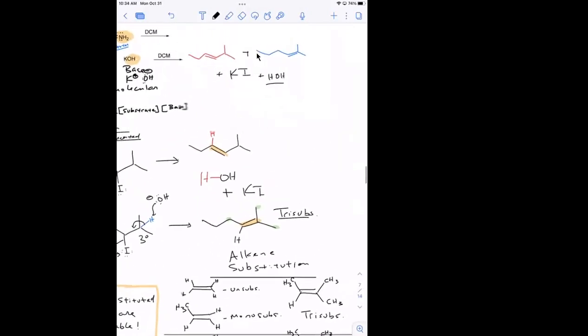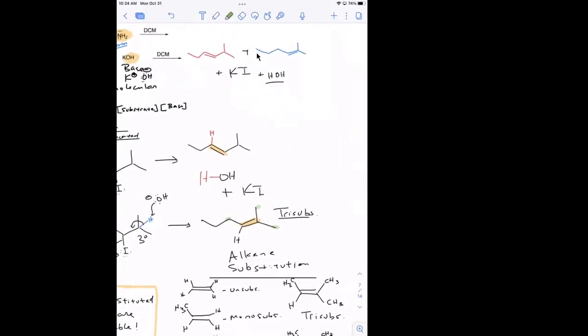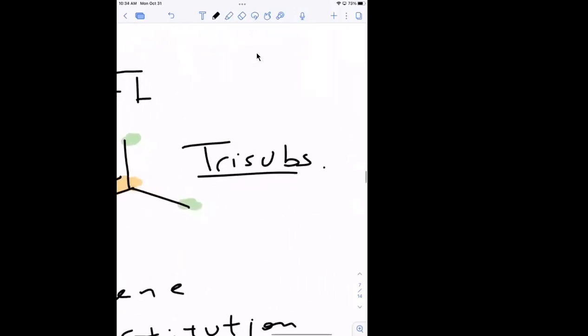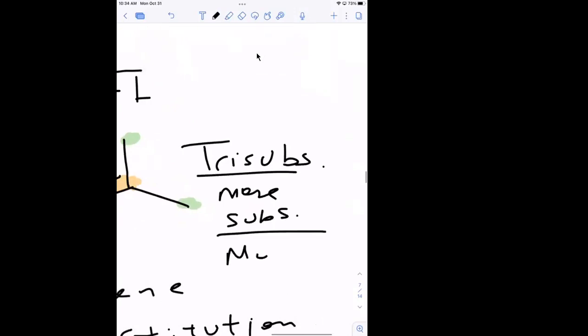What about the top one? We got a carbon right here and a carbon right here. Is that right? So the top molecule is going to be disubstituted. Anybody disagree with that or have a question? Right, so between those two, this one is more substituted and it's also more stable.